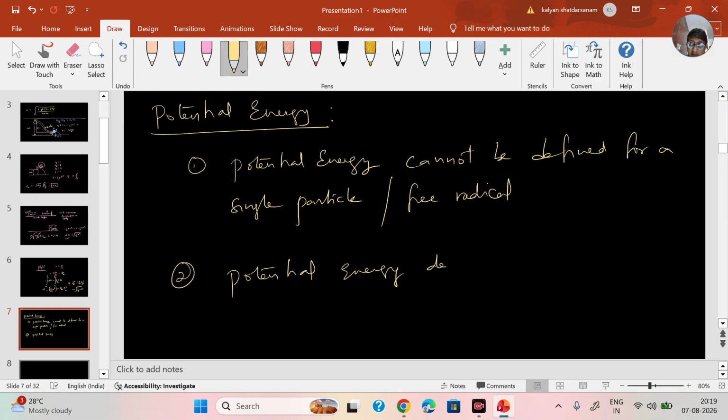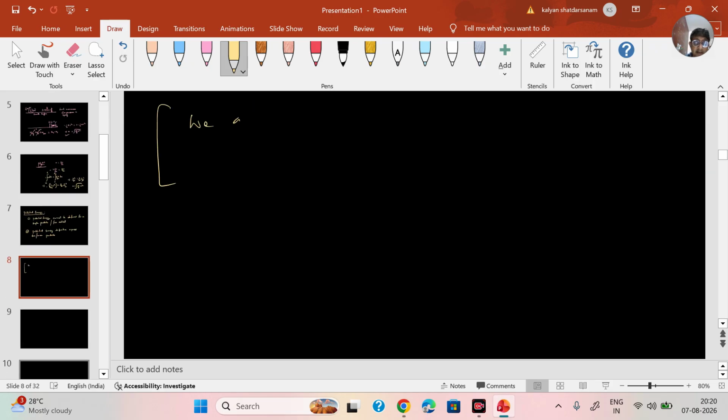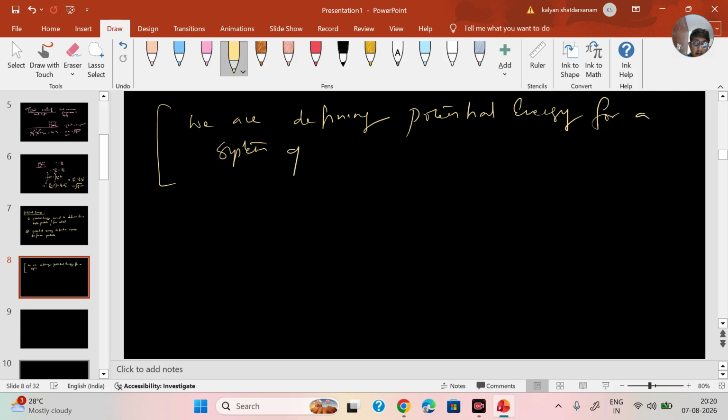Potential energy definition requires two or more particles. You can't define it for a single particle. That means you are defining it for a system of two or more particles. So I'll just write here, we are defining potential energy for a system of two or more particles. You can't define potential energy for a single particle. You need minimum two particles, or 3, 4, 5, 6, whatever.